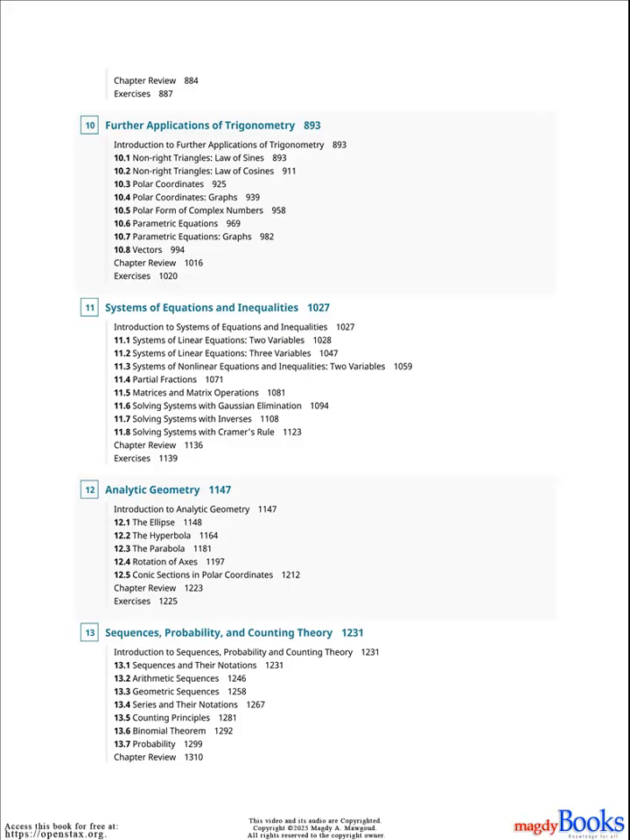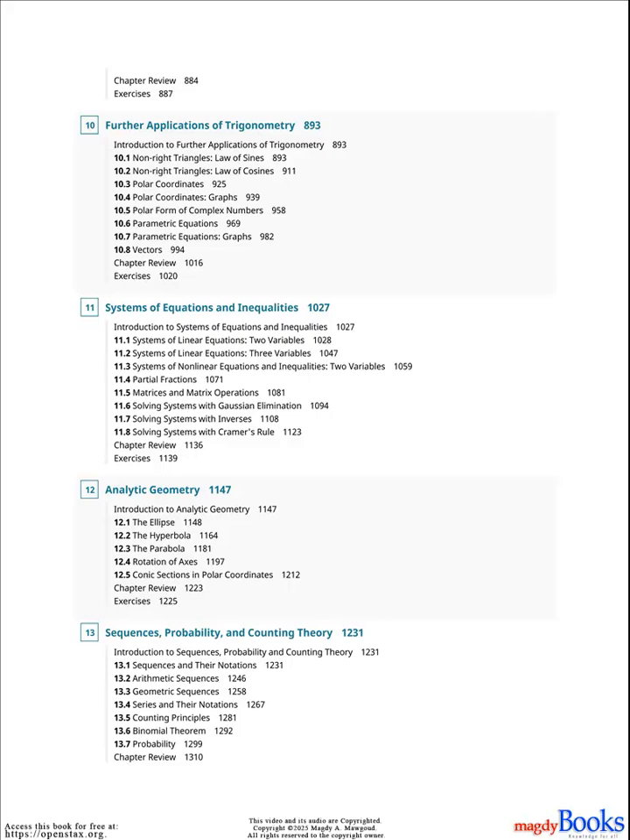Exercises. 10. Further Applications of Trigonometry. Introduction to Further Applications of Trigonometry. 10.1. Non-Right Triangles: Law of Sines. 10.2. Non-Right Triangles: Law of Cosines. 10.3. Polar Coordinates. 10.4. Polar Coordinates: Graphs. 10.5. Polar Form of Complex Numbers. 10.6. Parametric Equations. 10.7. Parametric Equations: Graphs. 10.8. Vectors. Chapter Review.